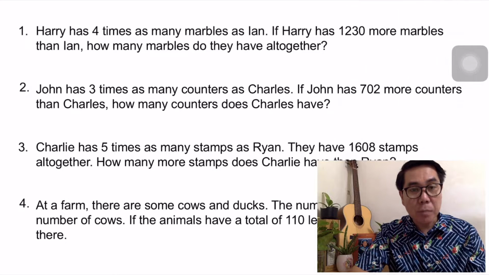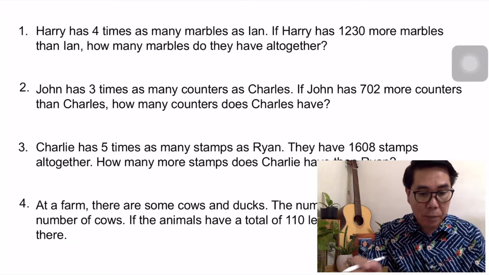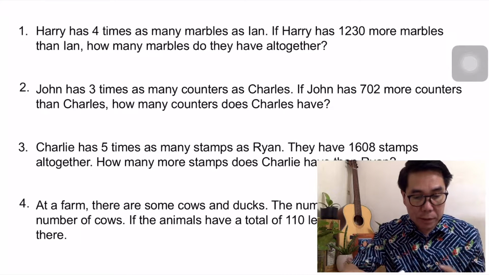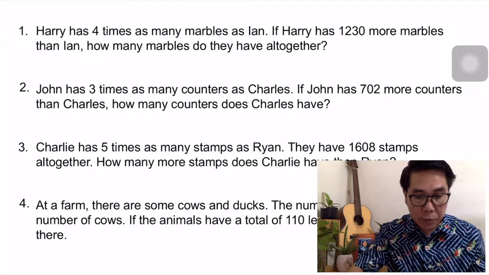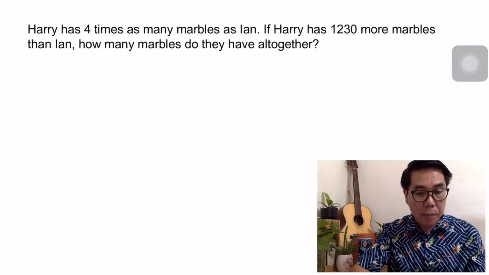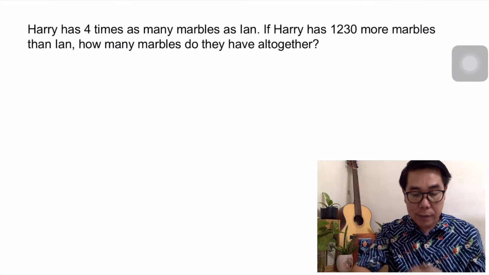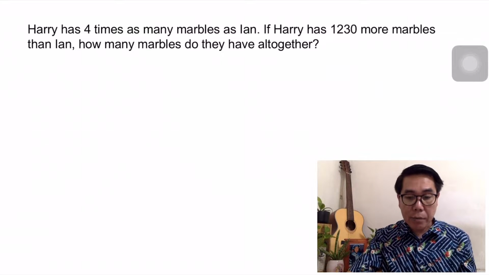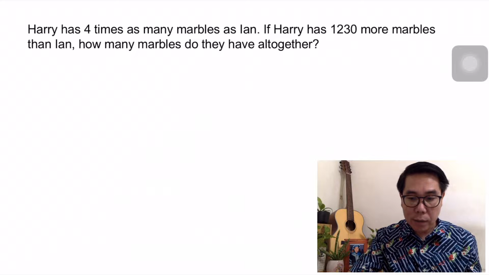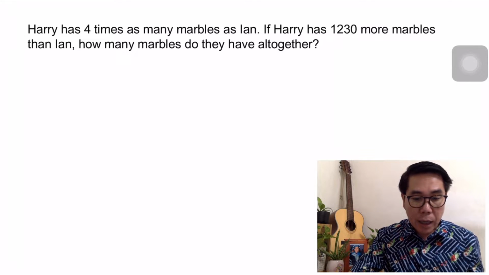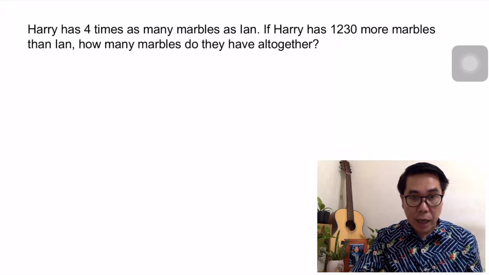We're gonna solve problems and we will use models to solve these problems. Okay, first problem, I have here four problems, and for the first one, we have Harry has four times as many marbles as Ian. If Harry has 1,230 more marbles than Ian, how many marbles do they have altogether?